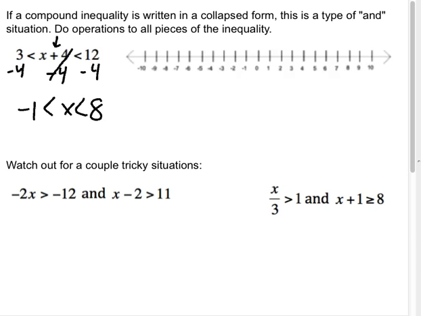And then that is actually really, really easy to graph because between 1 and 8, all you have to do is shade the middle in between there, okay? And I knew to use open circles because obviously it was strictly less thans that I was seeing, okay? So collapsed form is actually really easy, and I just want to make sure you have some exposure to it because it does show up when you're doing absolute values in the following section. But otherwise, really easy. Just make sure you're doing each thing to every single piece that you see.